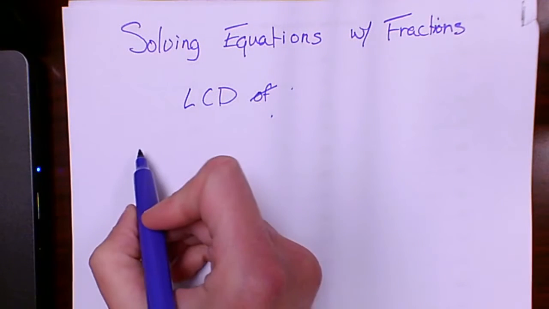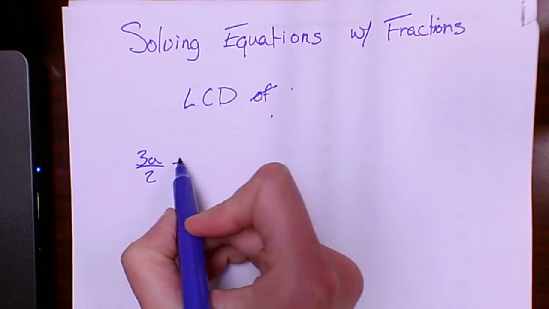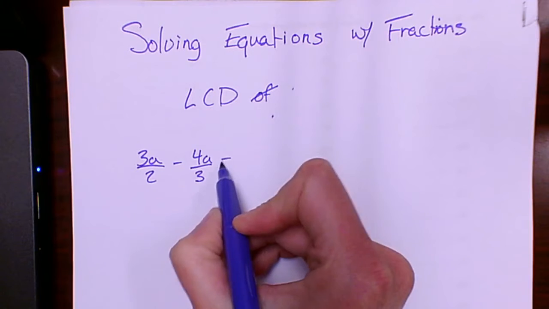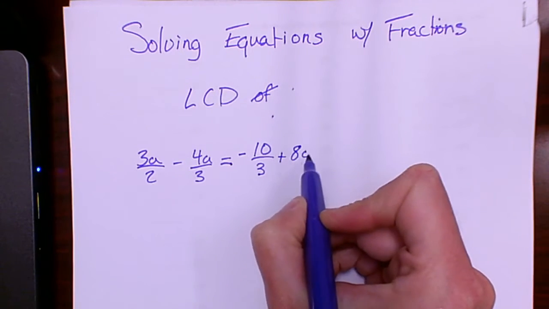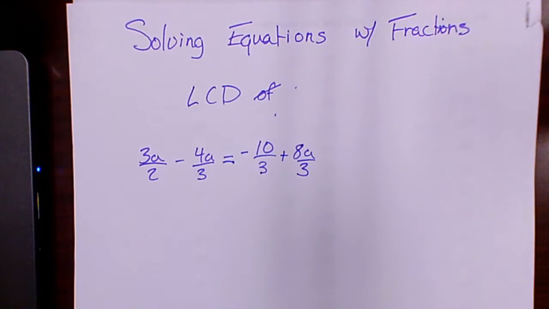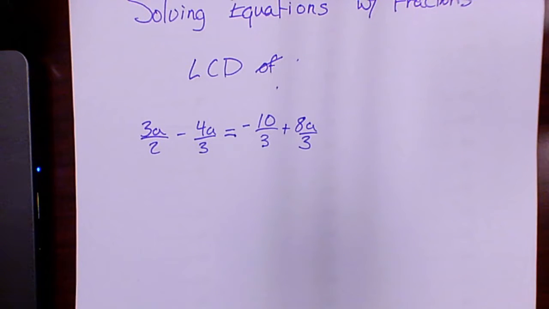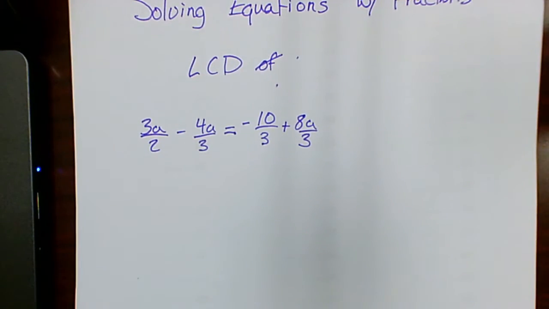So, for instance, we have 3a over 2 minus 4a over 3 equals negative 10 over 3 plus 8a over 3. So looking at our denominators, we have 2's and 3's. Take the largest denominator, which would be the 3, and see if everything else can go into that value. Well, 2 can't go into 3, so start counting by 3's. 3, 6. 6 is divisible by 2 and 3.